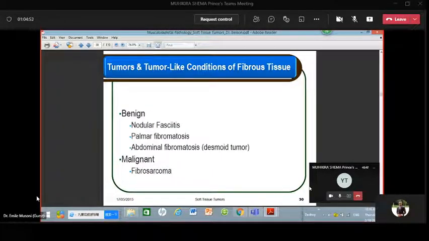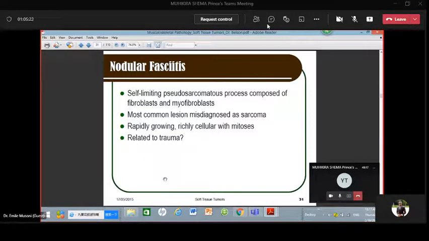Fibrous tissue. In fibrous tissue, the most common are what you call nodular fasciitis, peripheral fibromatosis, and abdominal fibromatosis. This one is common, a desmoid tumor. You will see a patient with an abdominal wall mass. Most of the time it is round. Most of those tumors are called abdominal fibromatosis, and they are desmoid, and they are benign. There is also what you call fibrosarcoma. Let us see the nodular fasciitis.